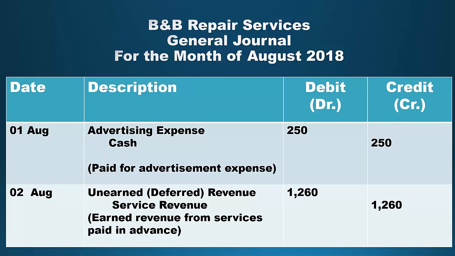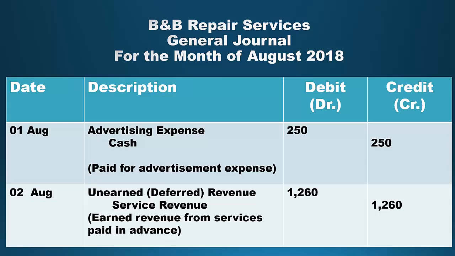Step 2. Which accounts are affected? Unearned revenue decreases because the company has fulfilled its obligation. Service revenue increases because the company has now earned this income. Step 3. How do we record it?